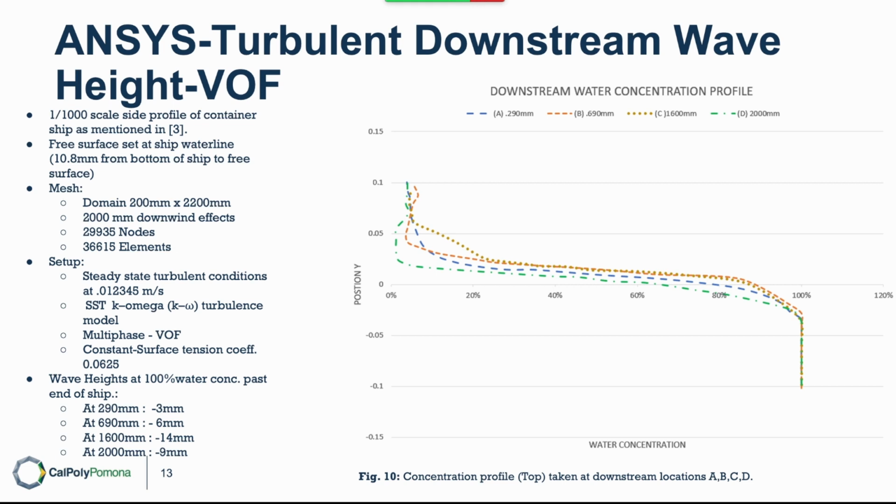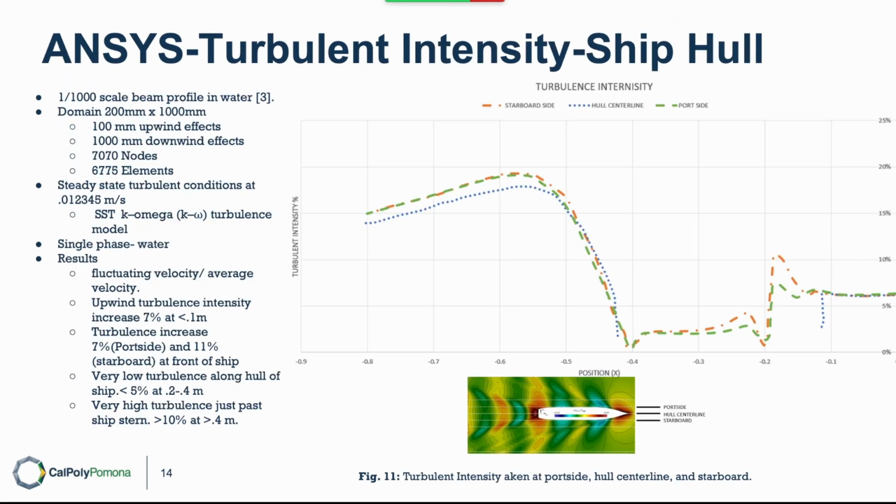At 690 millimeters, it's minus 6 millimeters. At 1600 millimeters, it's minus 14 millimeters. At 2000 millimeters, it's minus 9 millimeters. These are negative values because these are all below the water line of the ship, which is close to the free surface. The next study was the turbulent intensity along the ship hull.